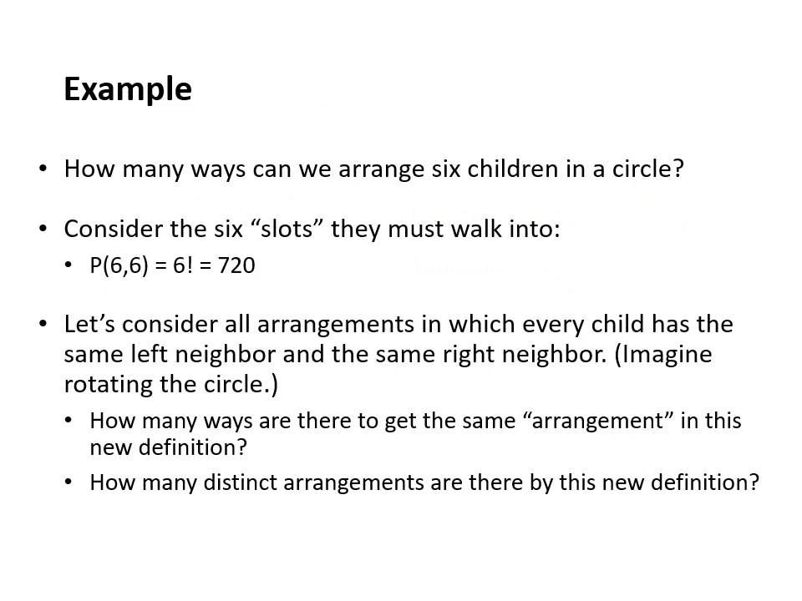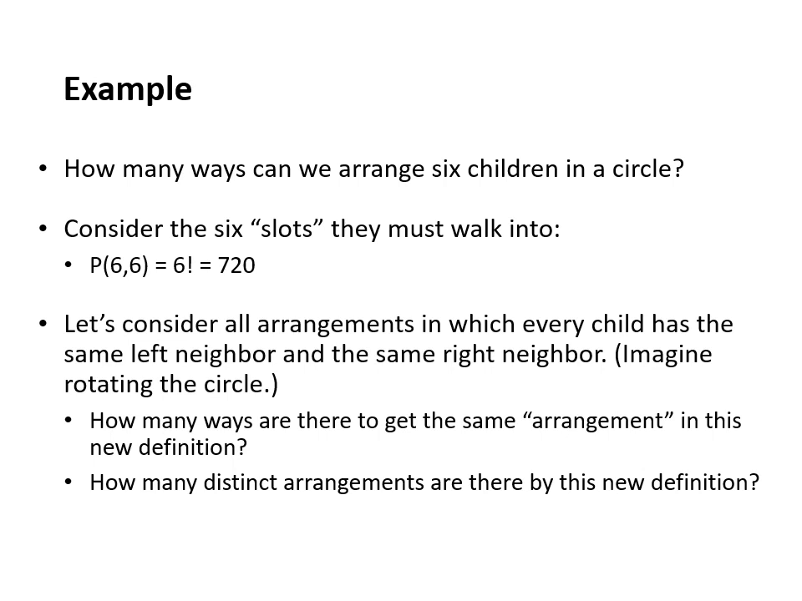Okay, here's an example. In how many ways can we arrange six children in a circle? Let's consider the 6 slots they must walk into. Therefore, there is P of 6, 6, which is equal to 6 factorial, which is equal to 720 different arrangements.